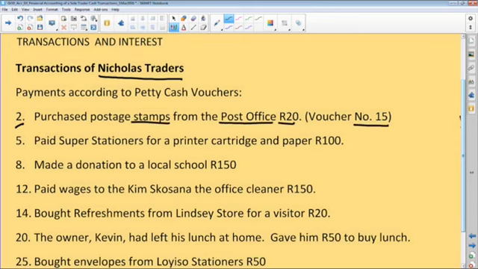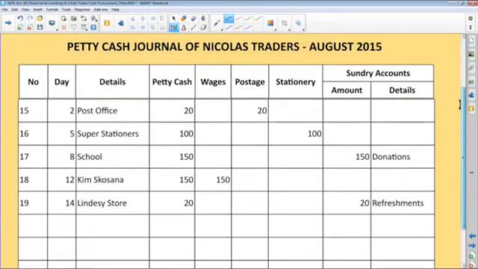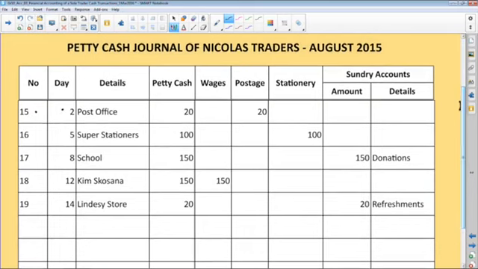Let's go and look at the petty cash journal. There it is, 15 on the 2nd, post office, petty cash went, remember, down, and therefore postage will go up, the expense is bigger. What did I do next? I'm just going to show them to you. We'll refer back to the info now.